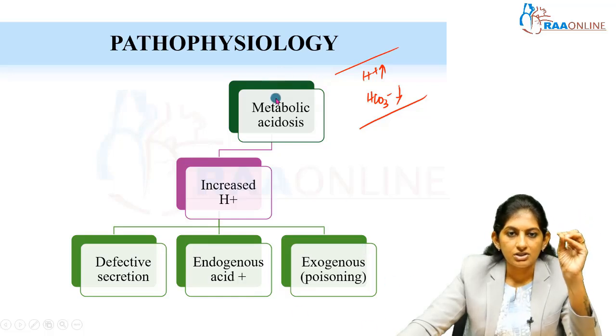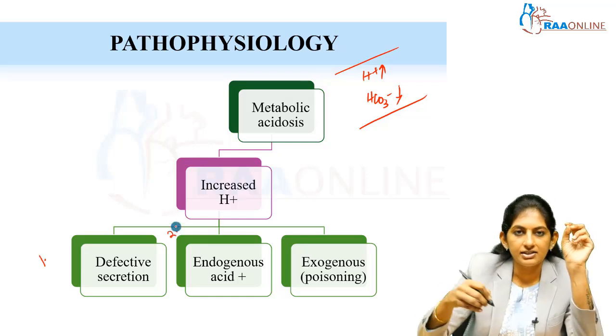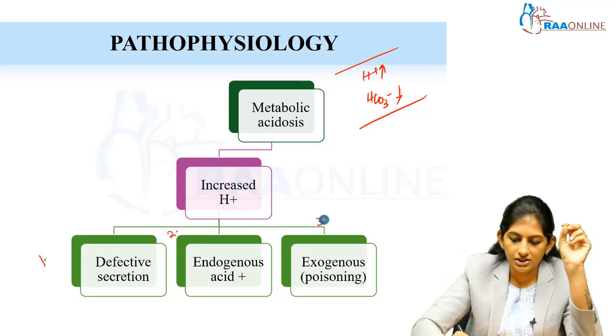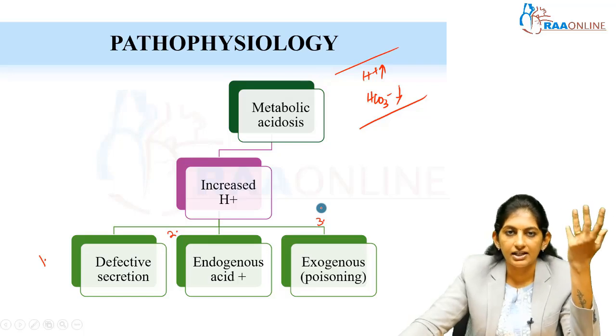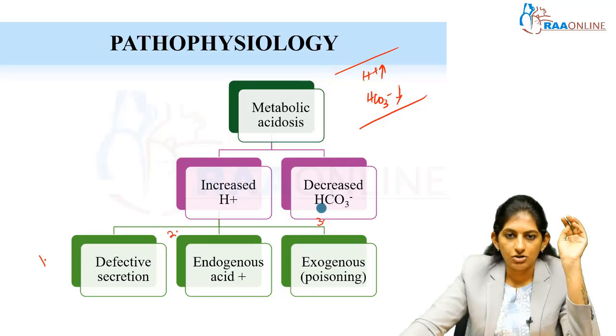So metabolic acidosis either can be due to increased H plus or decreased bicarbonate. Increased H plus: 1 is defective secretion, 2 is endogenously the acid is being produced, 3 is exogenously if the patient is taking acid, like a poisoning. Next is decreased bicarbonate. We will see what the causes are later on.